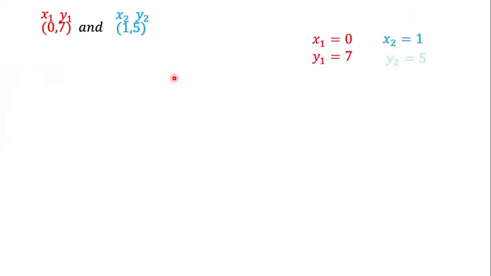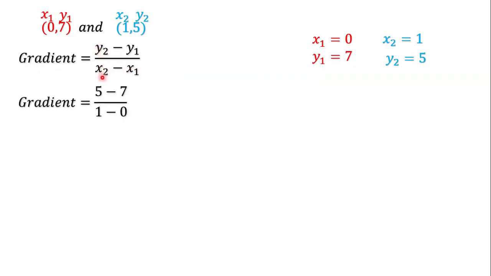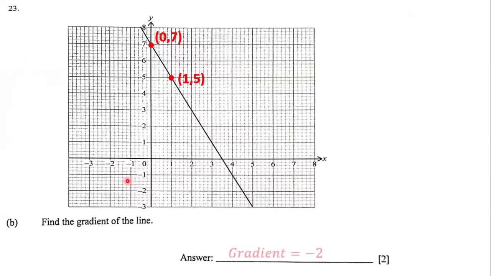The slope, or gradient, is going to be equal to y2 minus y1 divided by x2 minus x1, where y2 is 5, y1 is 7, x2 is 1, and x1 is 0. And so we have 5 minus 7, which is -2, and 1 minus 0, which is 1. So the gradient is -2 divided by 1, which is definitely -2. So the gradient here is -2. That's the answer here, -2.